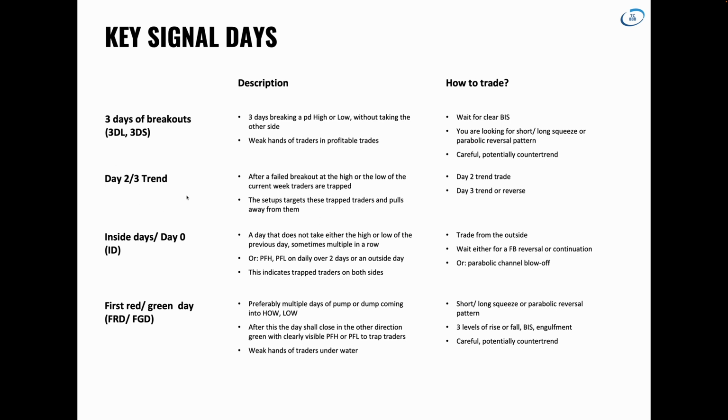So after a day 1 3-day cycle, after a failed breakout at the high or the low of the current week, traders are trapped. And then the setup is that we trade away from that on a day 2 trend trade, and at a day 3 we look for a trend or reverse in a parabolic setup. So let's look at the chart how this might look like.